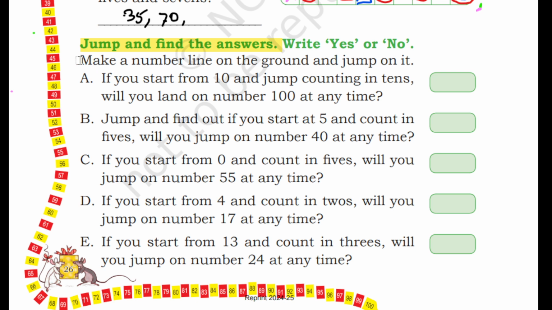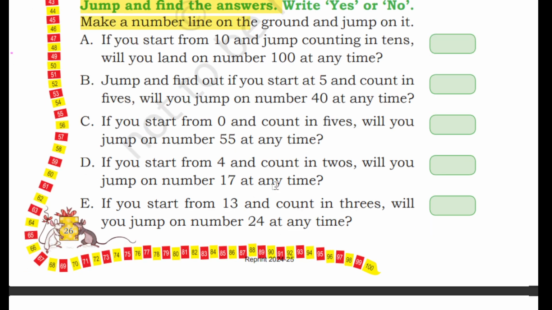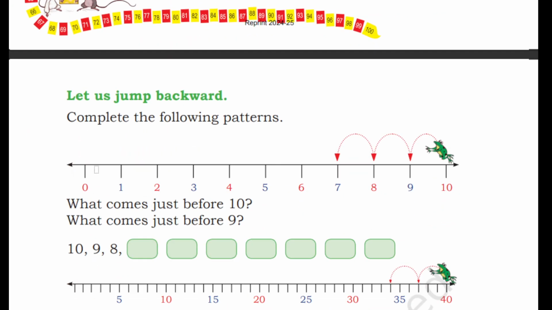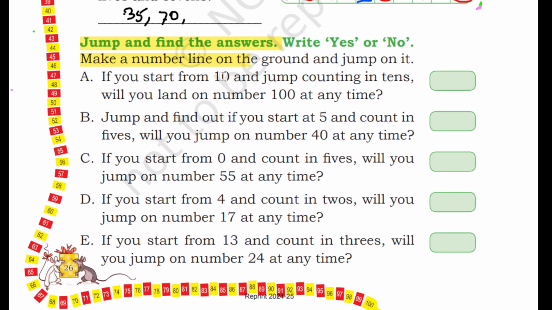So this is your class activity. So what you have to do is make a number line. So we have a number line. So here, see the number line. It's 1 to 10. So if you start from 10 and jump counting in tens, will you land on number 100 at any time? So it is a number question.